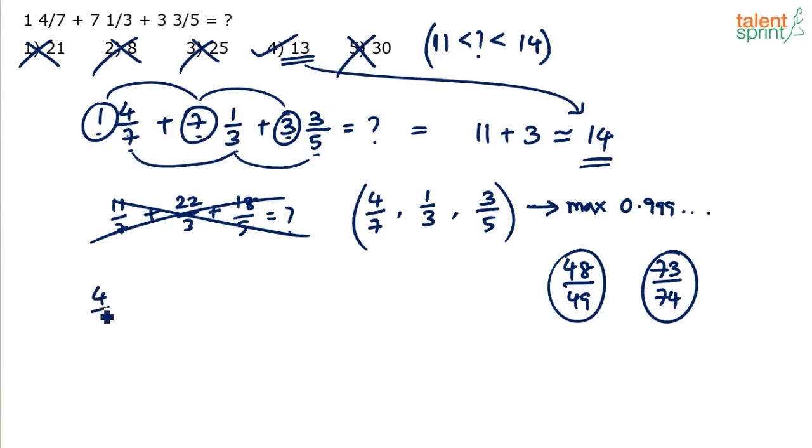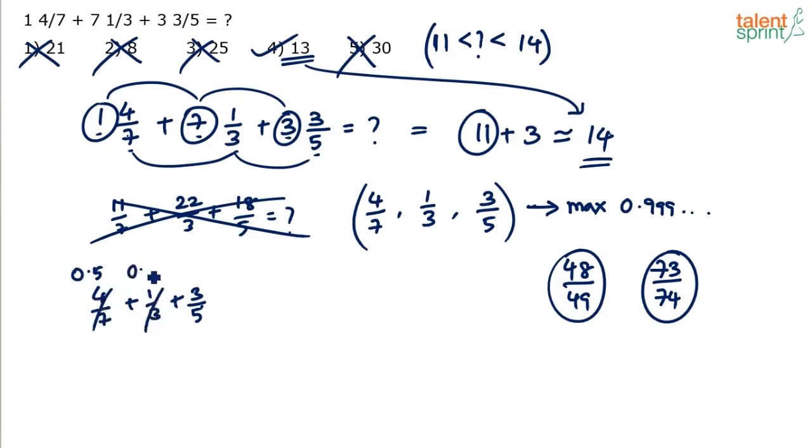What will happen? 4 by 7 plus 1 by 3 plus 3 by 5. Integer sum even in that case would remain 11, right? Integer sum will not change. That will remain 11. Only the fractional part would change. Simplify, how much will that become? See, 4 by 7 is approximately 0.5. How can I say that is approximately 0.5? Because 4 by 7 is like 4 by 8. 4 by 8 is half, 0.5.